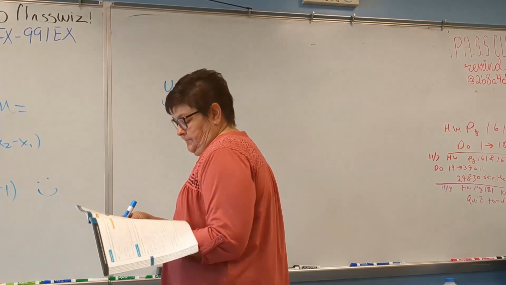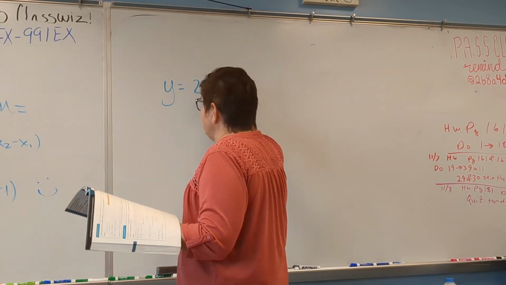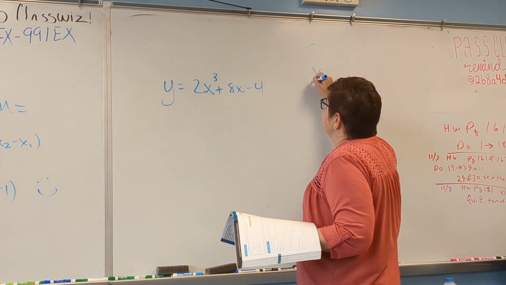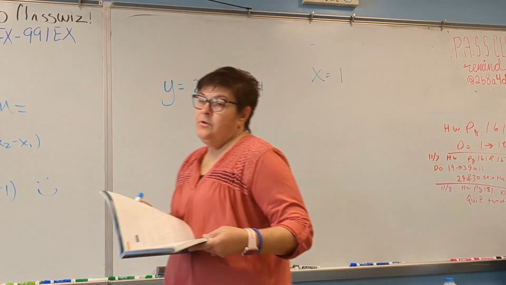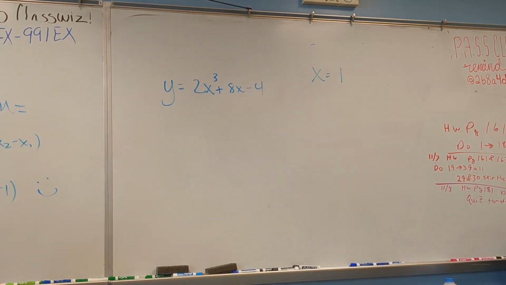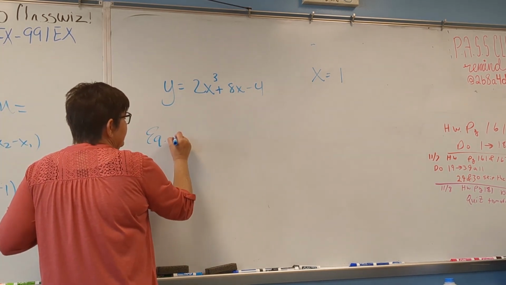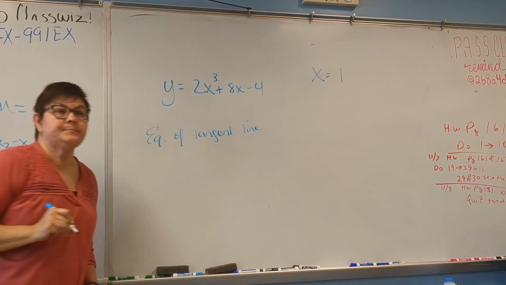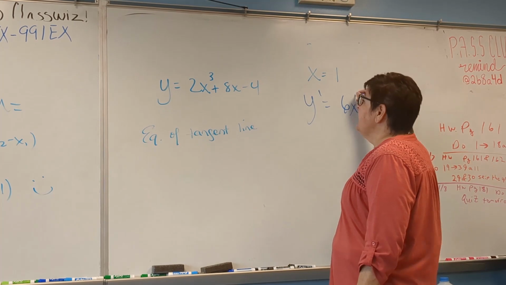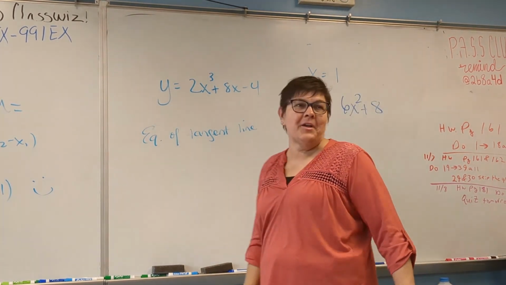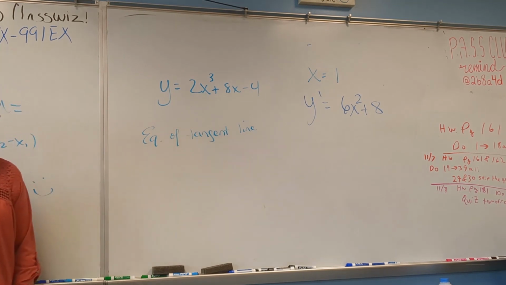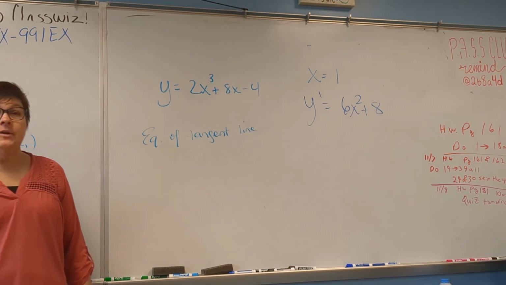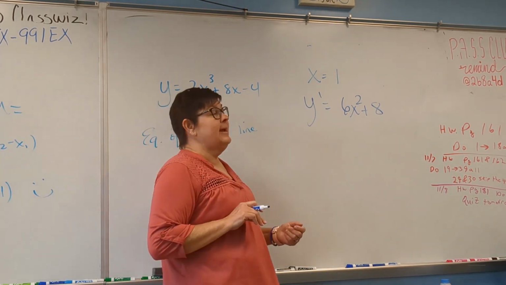All right, let me give you one to try. y equals 2x cubed plus 8x minus 4. Could you find the equation of the tangent line for me? 6x squared plus 8. How did that go? Yes, no, maybe so. Anybody else out there going, how the heck did 6 happen? Are we good? 6x squared plus 8, okay.